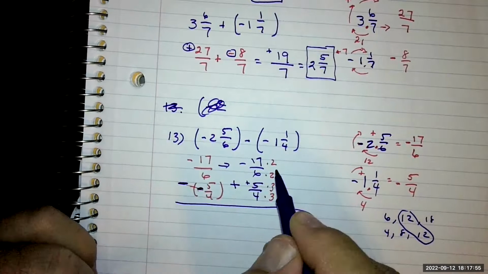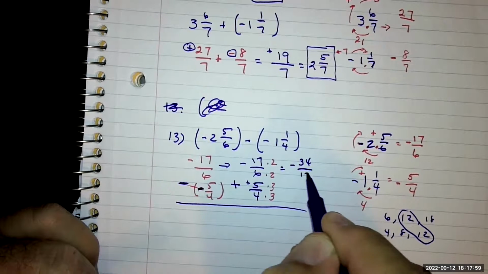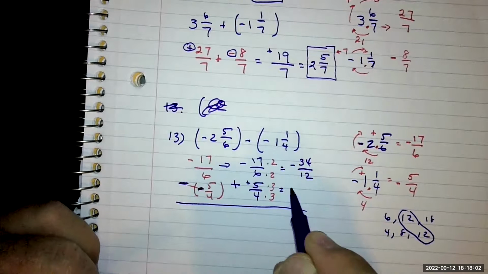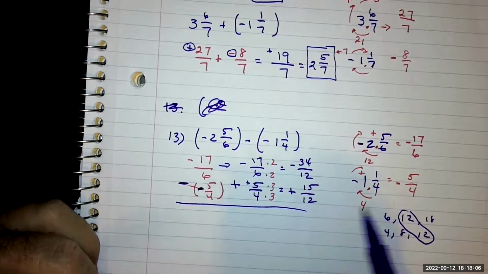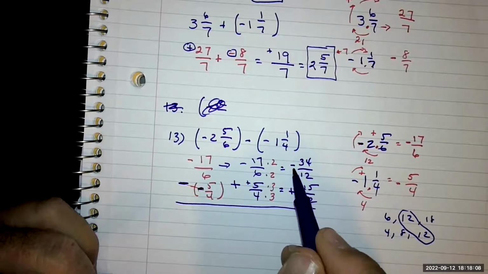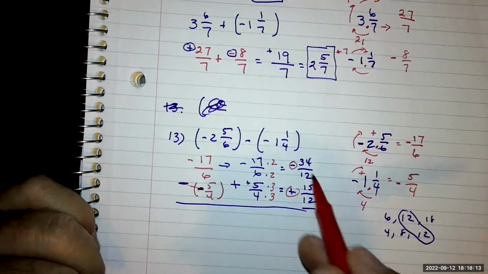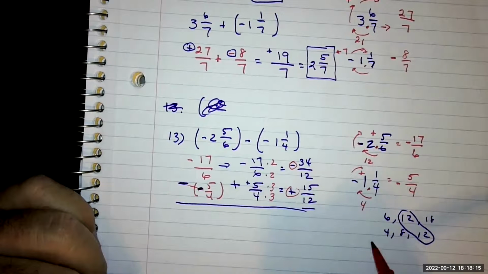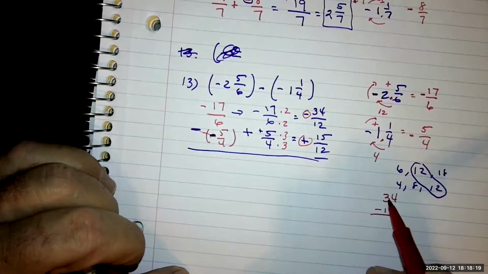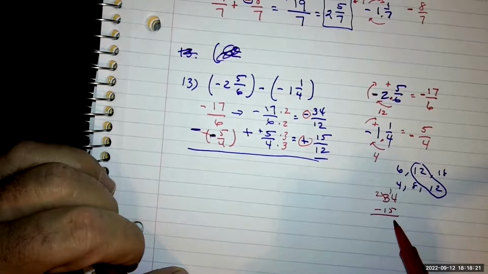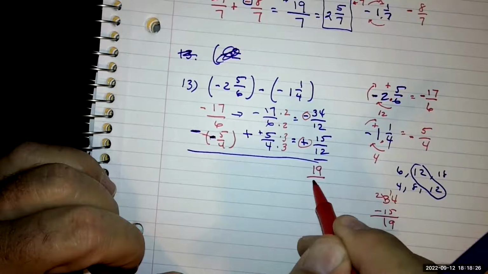So this is a lot of work. It's kind of a fun one. So negative 34 over 12. And this is going to be plus. I'm just going to leave it a plus since the other one's positive. 15 over 12. The signs are different. One's a minus and one's a plus. That means I'm going to subtract. So we're going to take 34 minus 15, and we get 19. So it's going to be 19 over 12.